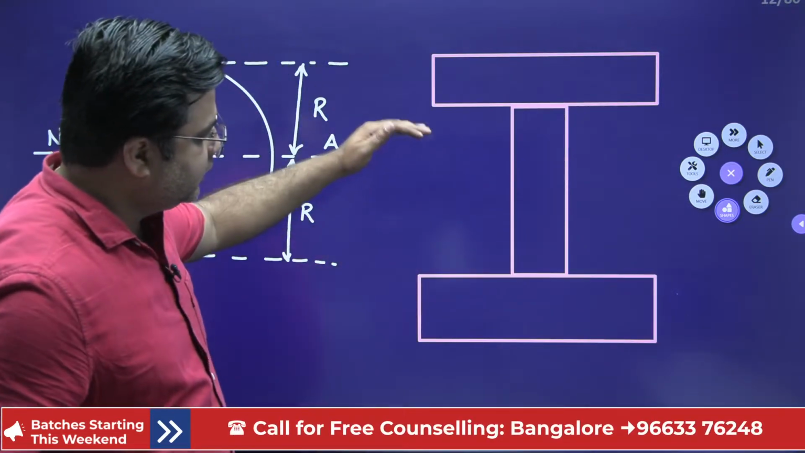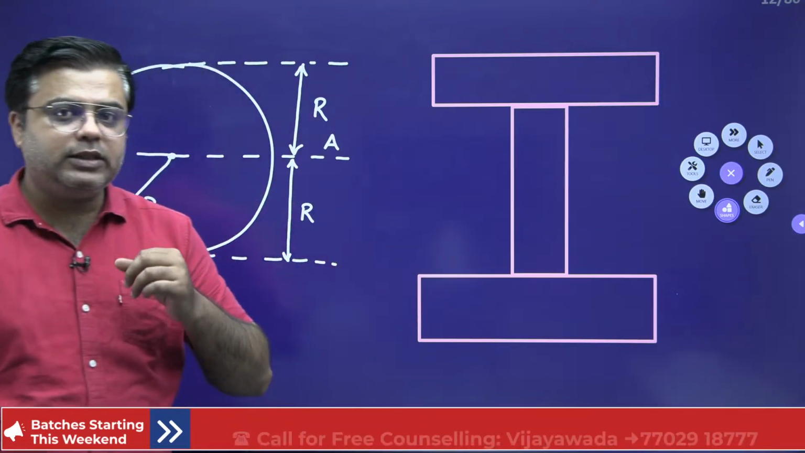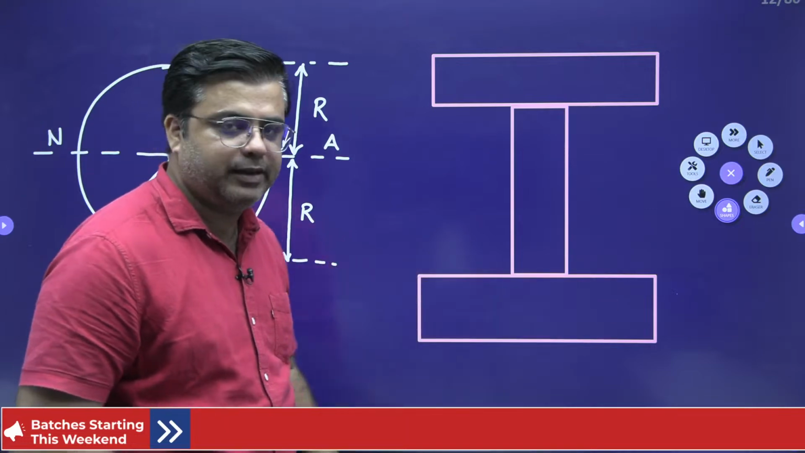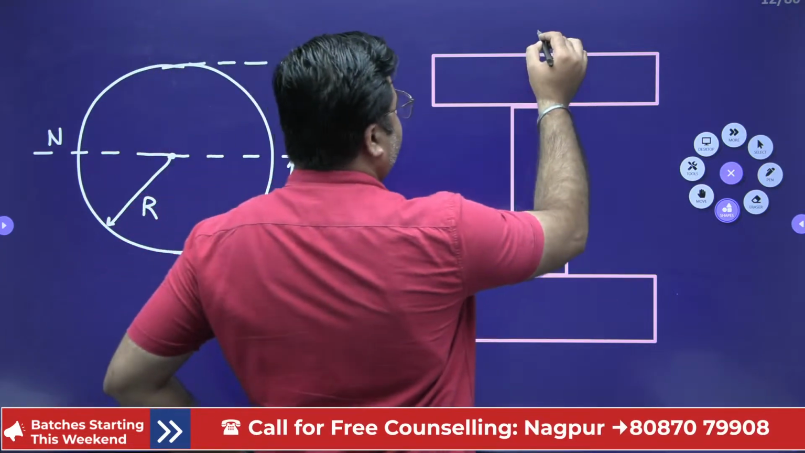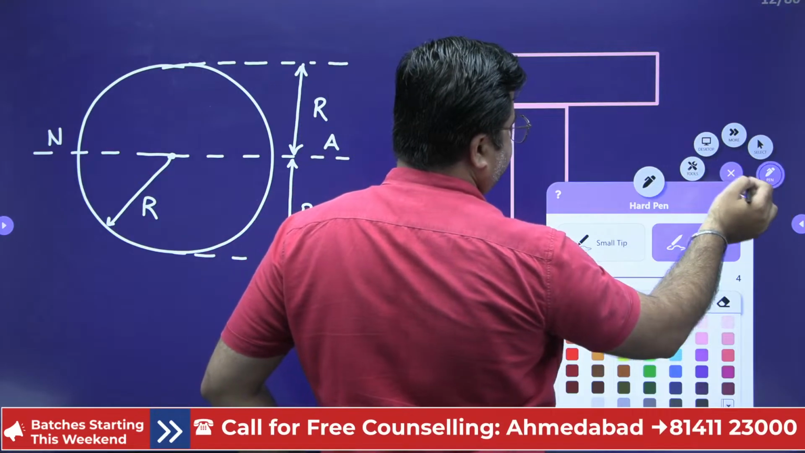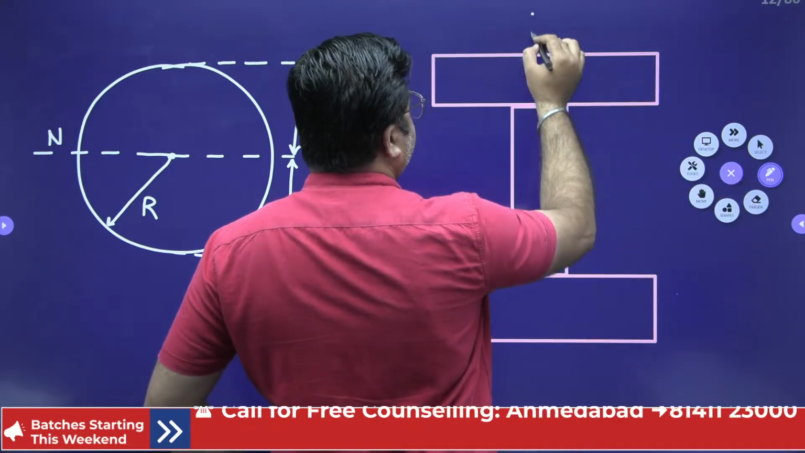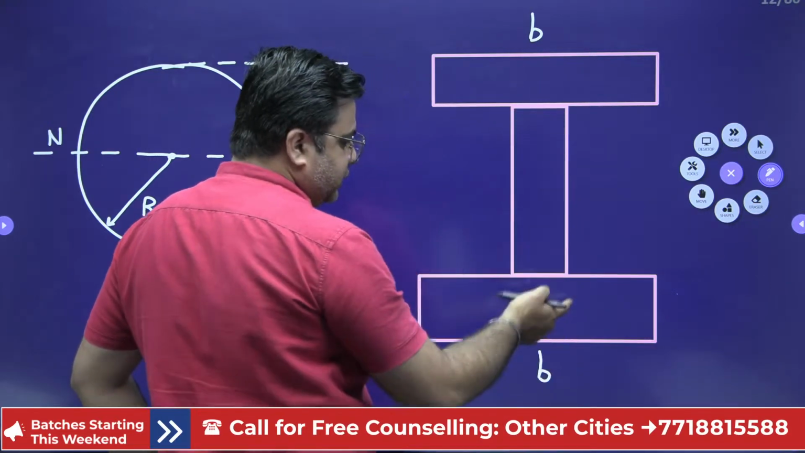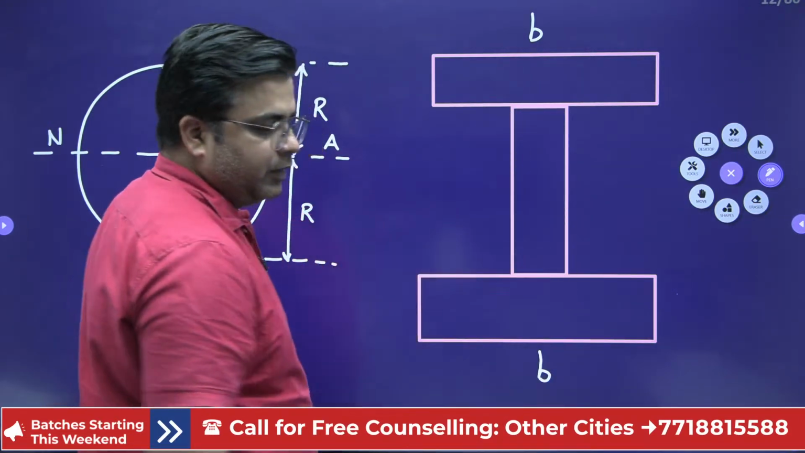Okay, so this is the I section that I have. For this I section, the width of the top flange and the bottom flange is the same. The width of the top flange is B and the width of the bottom flange is also B. So this is B and this is also B, right? Both the flanges are of the same width.